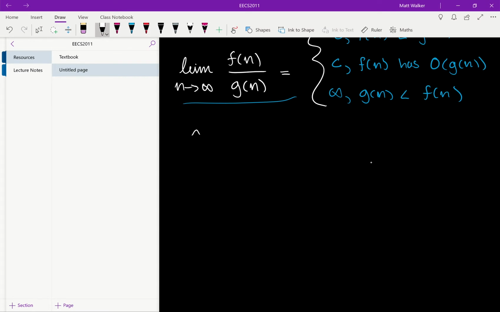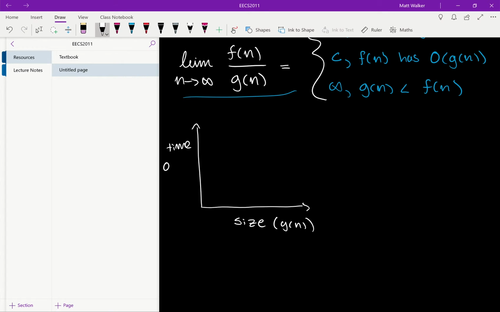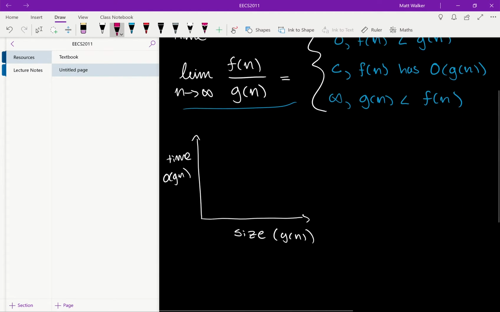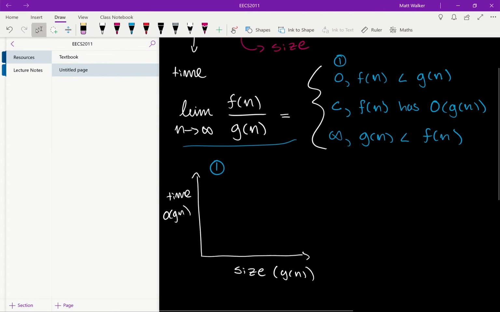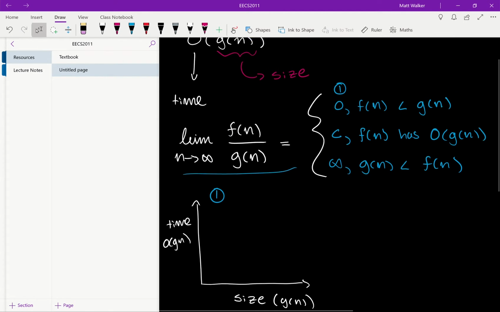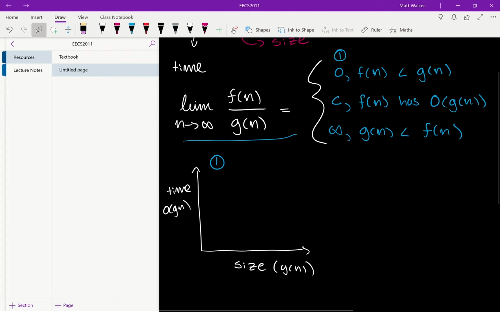So we imagine this as an axis, where the bottom axis is the size of the input, right? And if we remember, that's our g of n. And we have the time it takes to complete on the top. And that ends up being our O g of n. So we'll give you an example for case 1 here. Case 1 is that 0. So what does this mean? It means f of n grows slower than g of n.